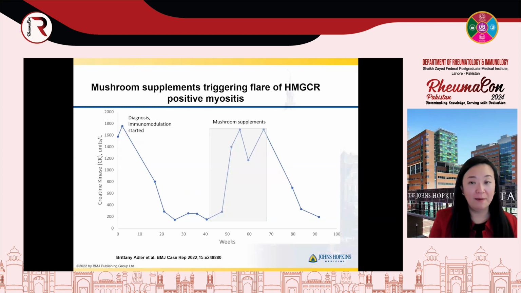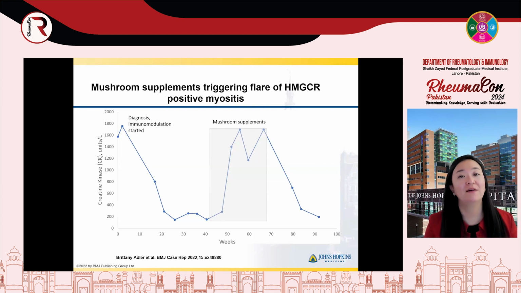And one last comment about HMG-CR is that if someone flares, and now I always ask this, don't forget that mushrooms can also have high levels of statins in them. And if a patient is trying to lower their cholesterol while taking natural mushroom, like multiple pills or supplements, they can certainly flare the disease.